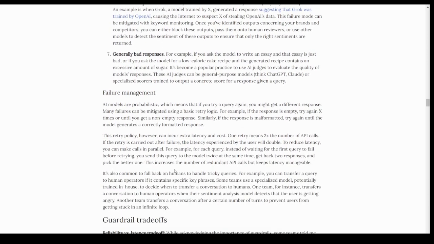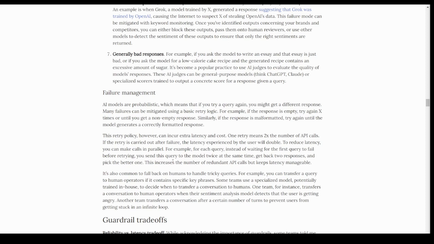And a lot of times, all the models that we have are probabilistic. And if we try to query again, we might get a different response. A lot of the failures that we have discussed till now can be mitigated if we have retry logic. A lot of times, what we can do is, at the same time, run two model tries and evaluate the better output, and we give that to the user.